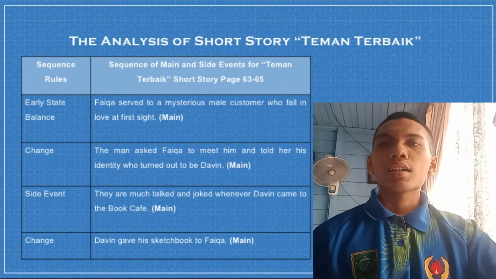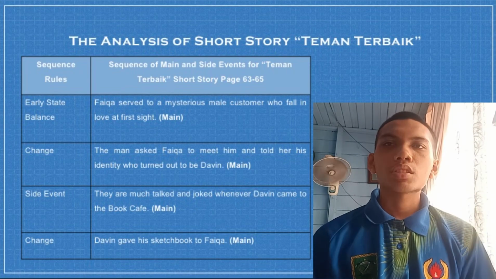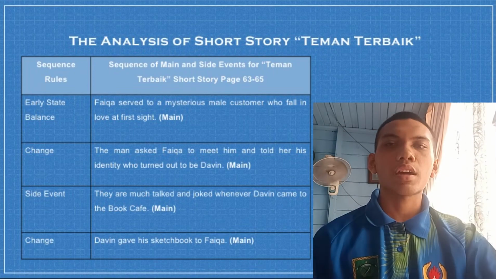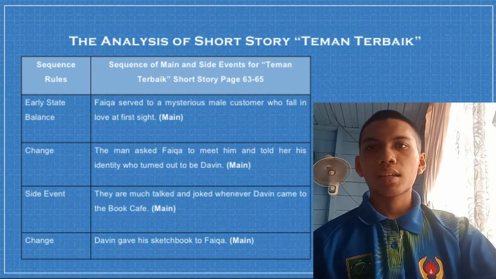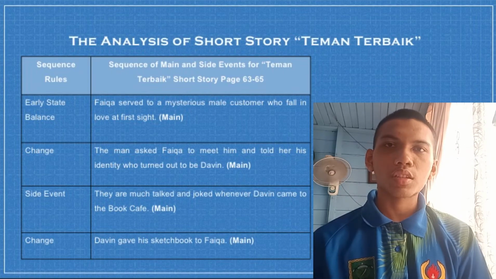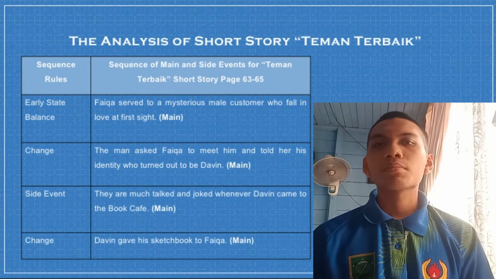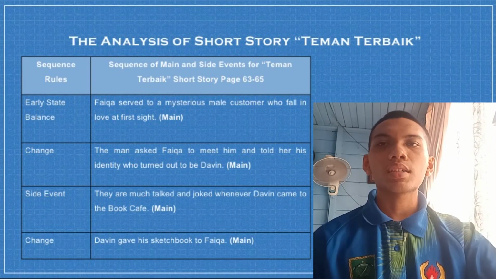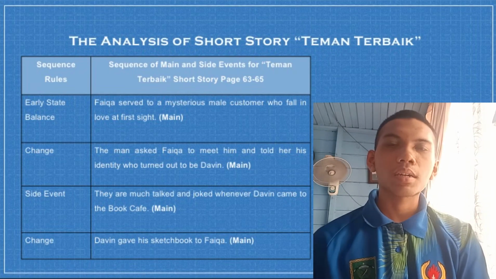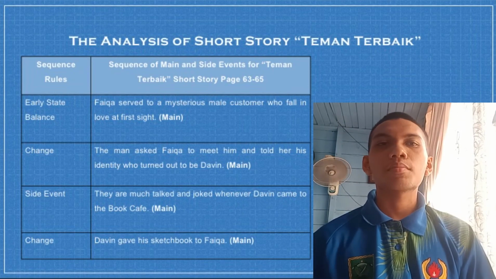Next, the new state balance, as mentioned in the event, they talk and joke a lot whenever Davin came to the book cafe. Their introduction at the cafe gave birth to side events that occurred continuously, like in the sentence, "Semenjak malam itu, kami berteman dan banyak berbincang tiap kali ia datang ke book cafe ini. Senang rasanya tidak menyebutnya sebagai perhiasan lagi." This can be referred to as the new state balance.